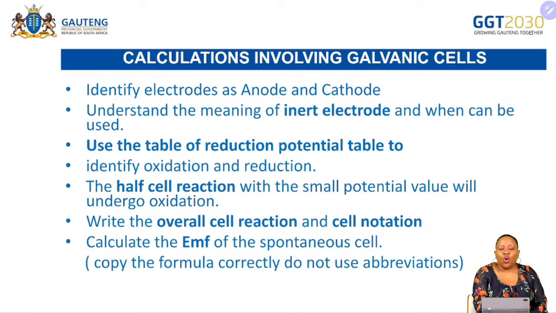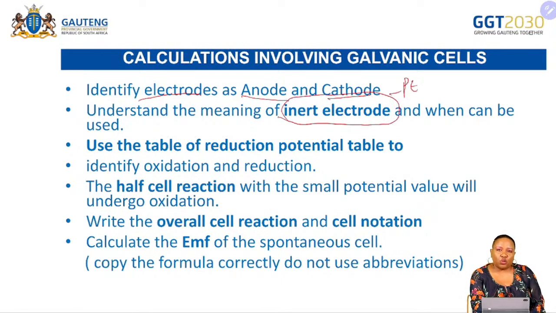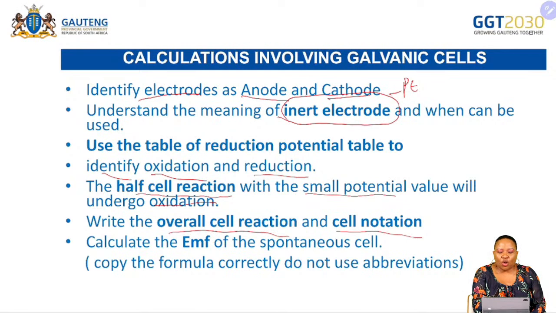We also need to know and identify the electrodes, which are anode and cathode in a galvanic cell. Understand what we mean by inert electrode. Normally in a galvanic cell, we use platinum. Use the reduction potential table to identify oxidation and reduction, and then write the half cell reaction with the small potential value that will undergo oxidation, using the reduction potential table, of course. Write down the overall net reaction and the cell notation of the galvanic cell, and calculate the EMF of a spontaneous reaction, since only the EMF of a galvanic cell will be calculated.